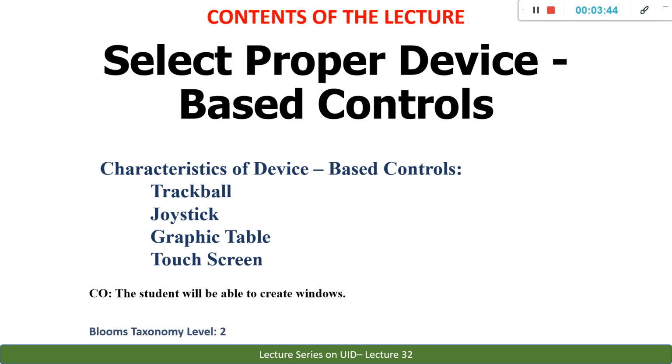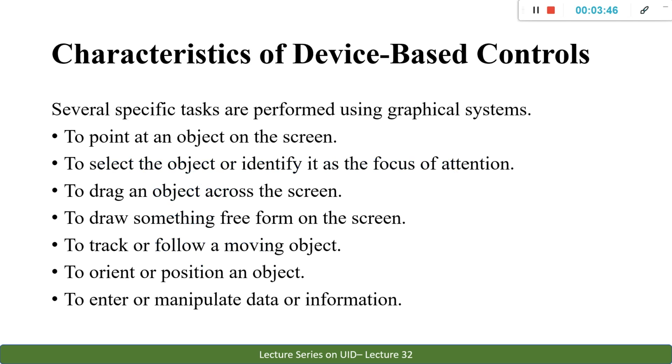Let's start with the characteristics of it. When we say a device based control, there are specific tasks that are to be performed using these devices onto your graphical systems. The first task is that it should be capable of pointing at an object on the screen. So we are using this device for the sake of pointing. Like you can see the pointer on my screen that is moving. So this is one of the tasks that should be present in the graphical system.